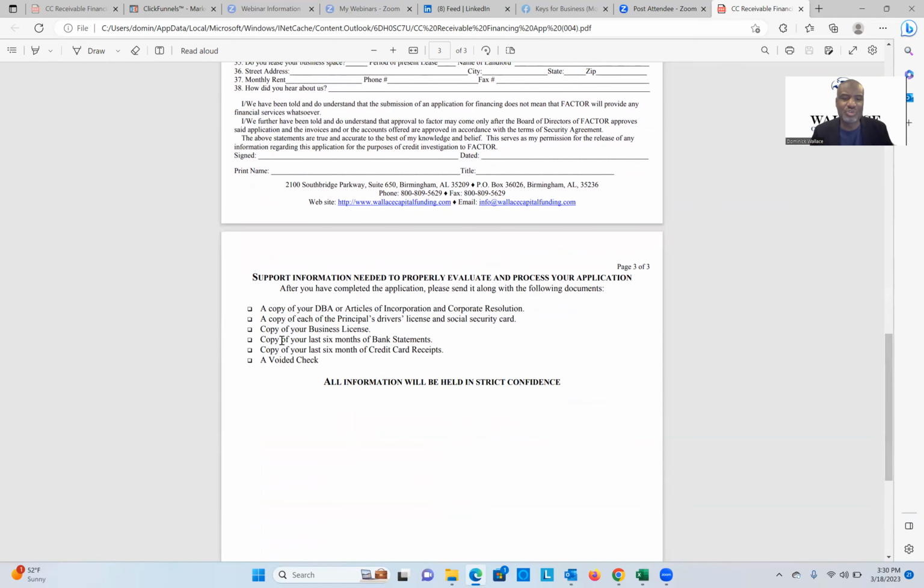So along with that, what you do is you provide either your DBA certificate. Typically, sometimes when you get your SS4 form, which is your IRS EIN number, there'll be a document where you got that information. And then a lot of times, with the Secretary of State, you should get a DBA number to save the name of your business so that no one else can use that name. That's typically where you get the DBA.